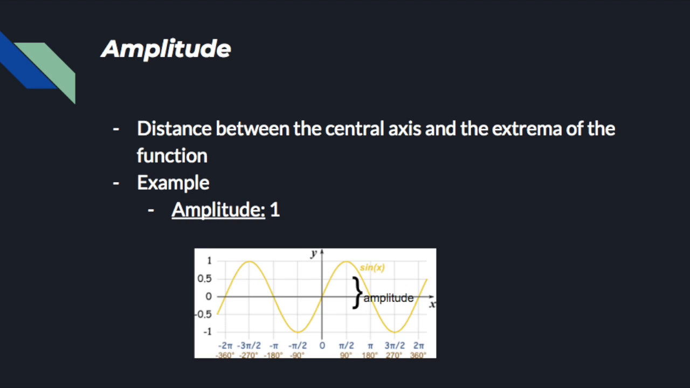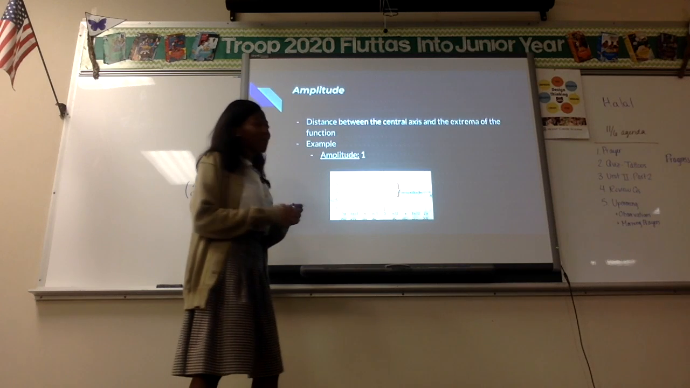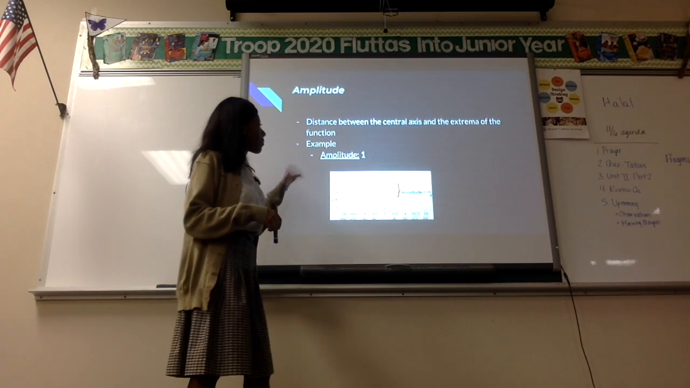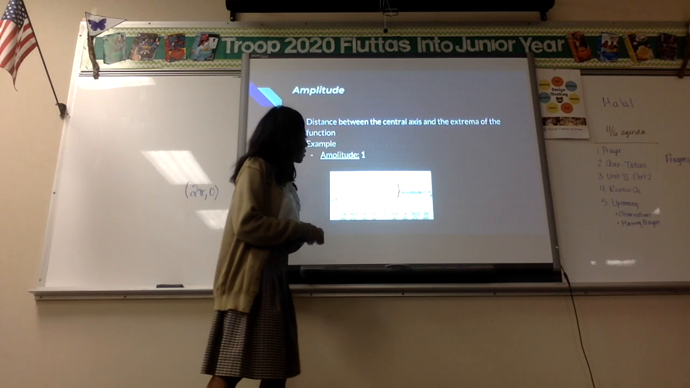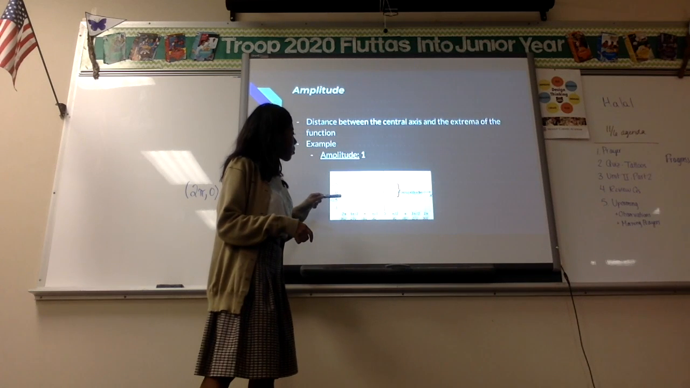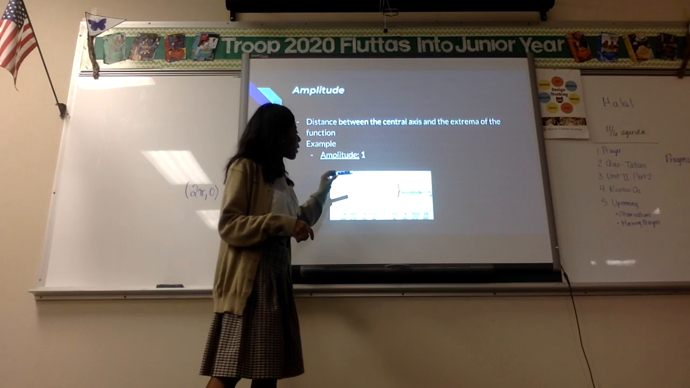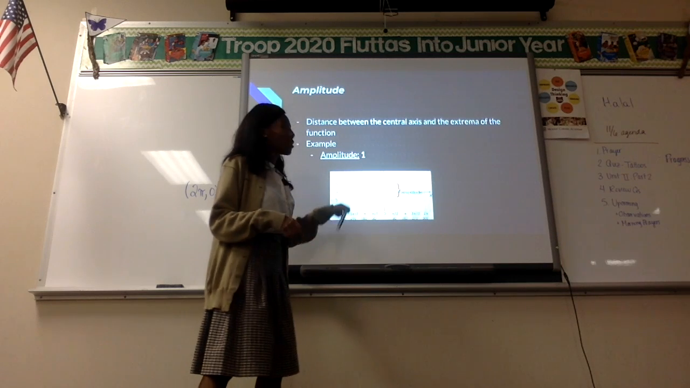Next we have amplitude, and it's the distance between the central axis and the extrema of the function. In this case, the amplitude is 1. If you think back to physics, it's kind of like the amplitude of a wave. You can think of it as the measure from the origin to the highest y value, or from the origin to the lowest y value.